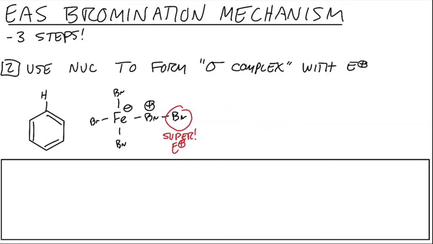And the arrows hopefully aren't too bad either. What we're going to do is use our nucleophilic pi bond. So that's these two electrons here. And then we're going to reach out and grab our electrophile. Remember, always starting at the electrons.